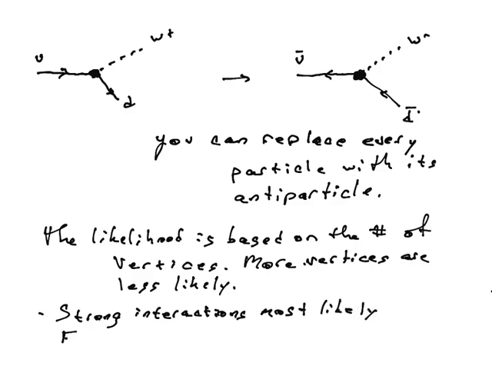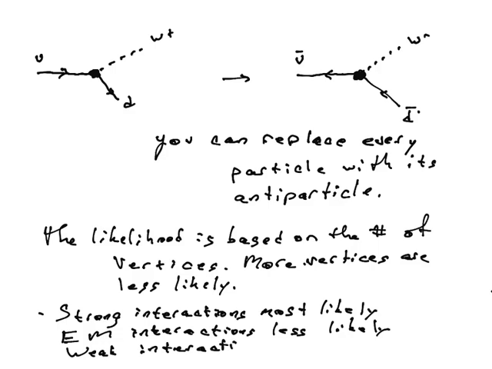Then, electromagnetic interactions are less likely. Finally, weak interactions are the least likely. That's why they're called the weak interactions. Least likely. So the strong interactions are strong.